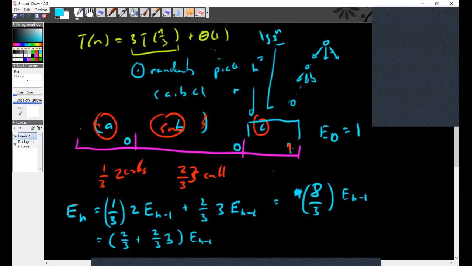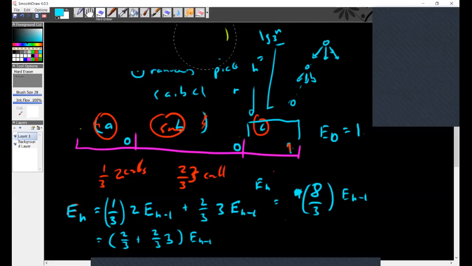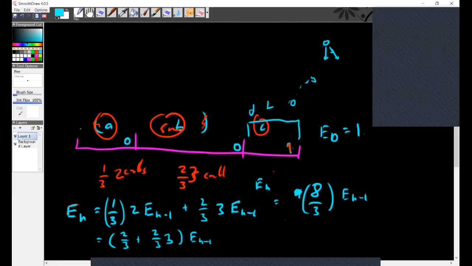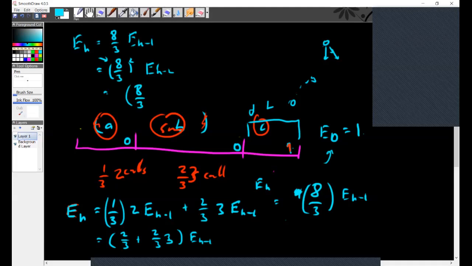This is very nice. In other words, E of h is just 8/3 of E of h minus 1. Let me clear this out. I'm almost done. E of h is 8/3 of E of h minus 1, which, if you manually expand it, is going to be 8/3 squared of E of h minus 2. If you keep going down the recursion tree, you just keep roping in a factor of 8/3. How many times do you have to go down? At most h times, so it should be 8/3 to the h.